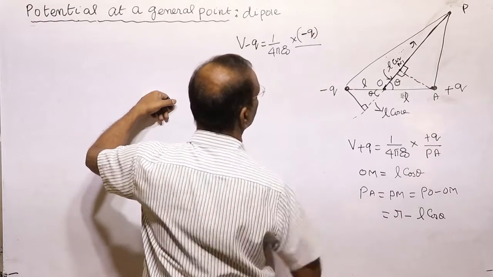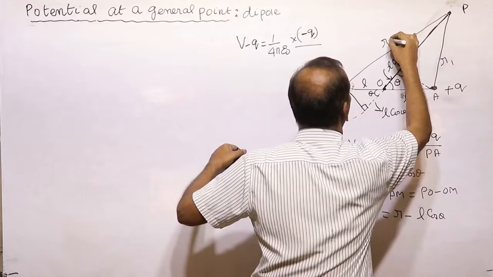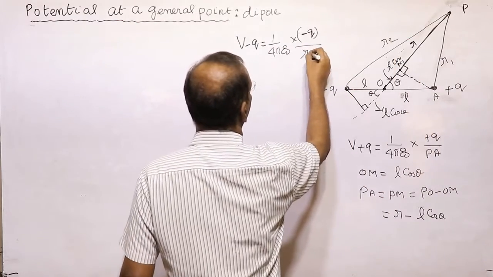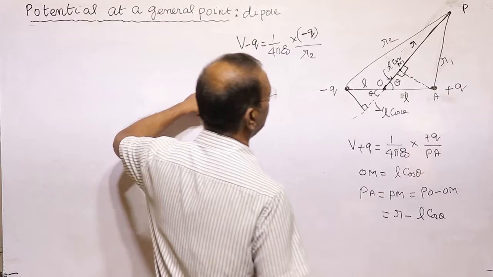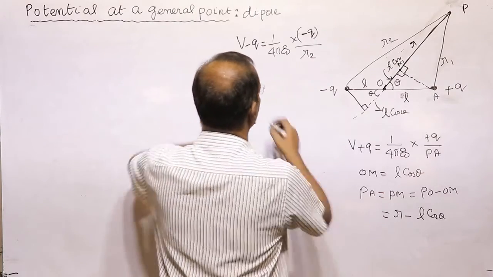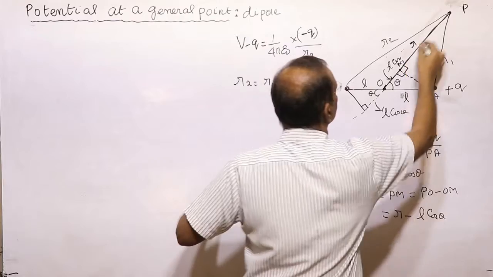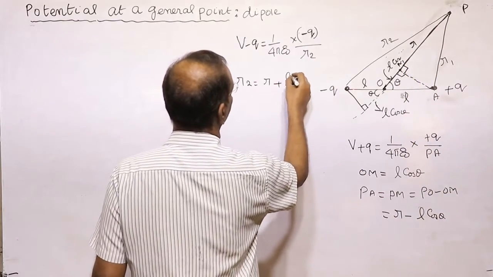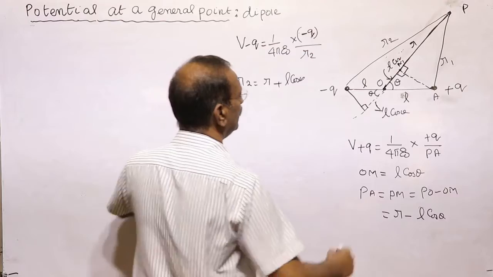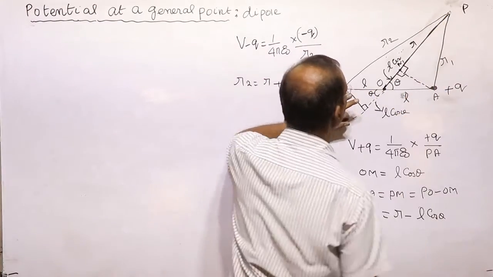Minus Q divided by the distance. What distance? If we call it R1, we call it R2, divided by R2. What is R2? R2, you see here, is equal to R, this distance, R plus this distance, R plus L cos theta. Because if you drop exactly perpendicular, this distance and this distance will be the same.